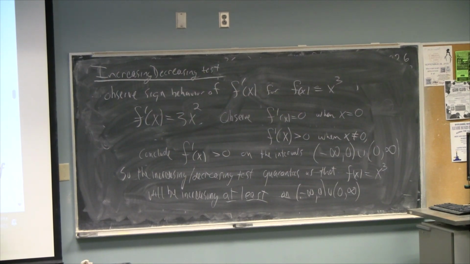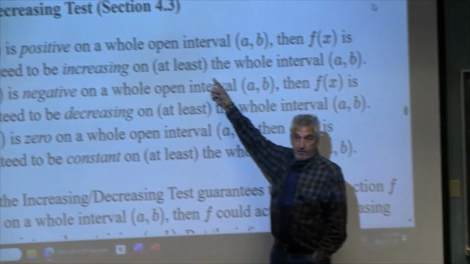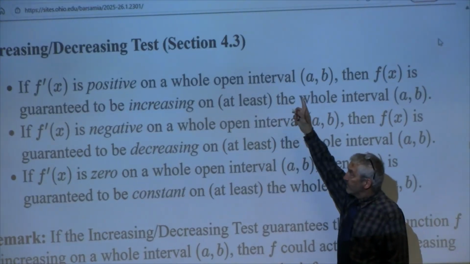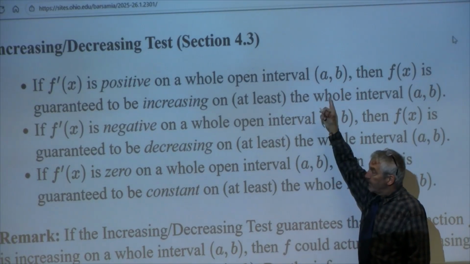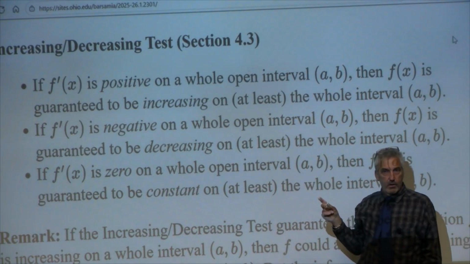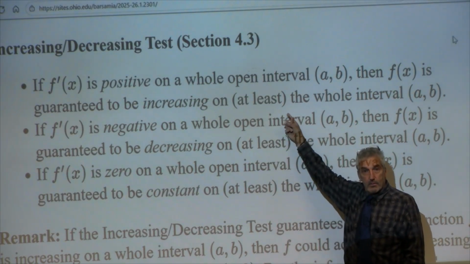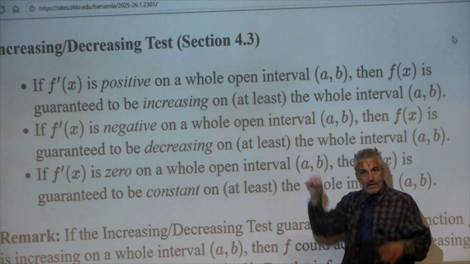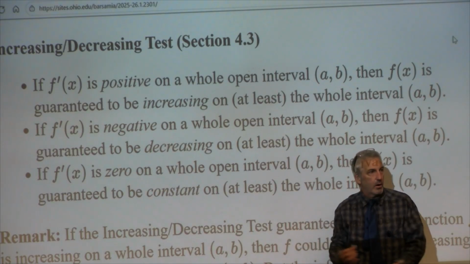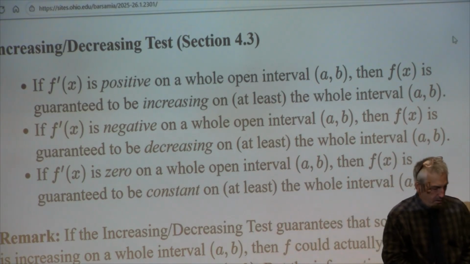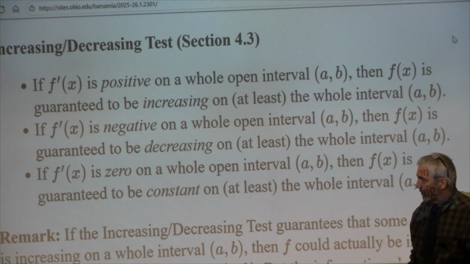So the thing about this test, this increasing test, is this little clause that I put in, which is not in the book. The book just says, if f prime is positive on a whole open interval, then f is increasing on that interval. But the key thing is that at least needs to go in there, because it just means that you're guaranteed that much, but it might be that you get more. It might be that you have to think about how the function looks.